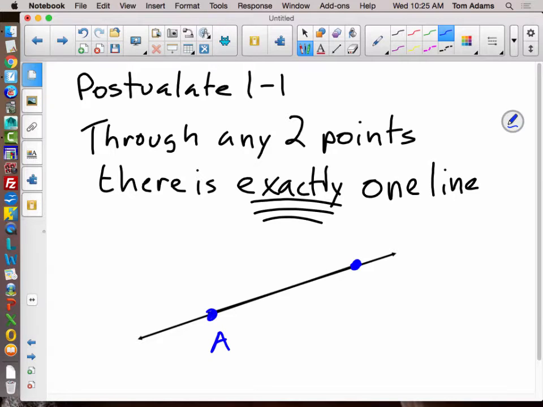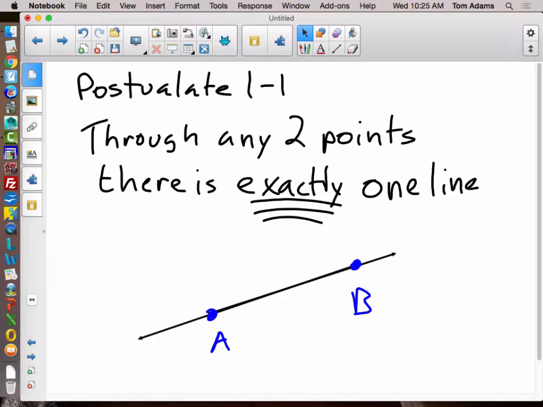So if I have the point A and the point B, now we can label it BA, AB. That's how we label it. But how many lines are there? Only one. Because I only have two points, there's no other way to construct a line. There's only one way. You guys ready for the next one? All right.